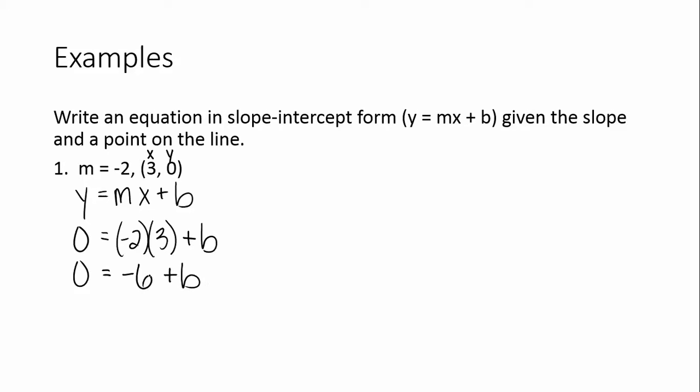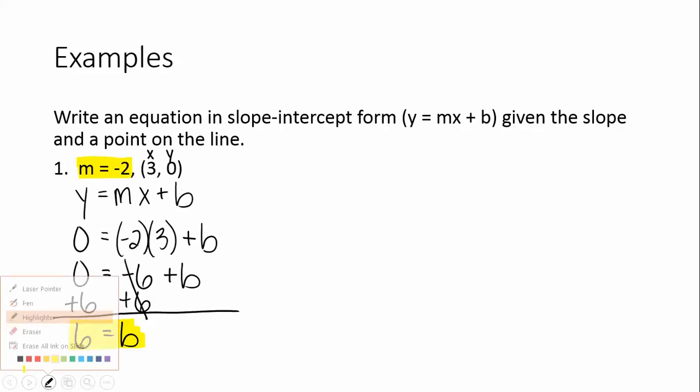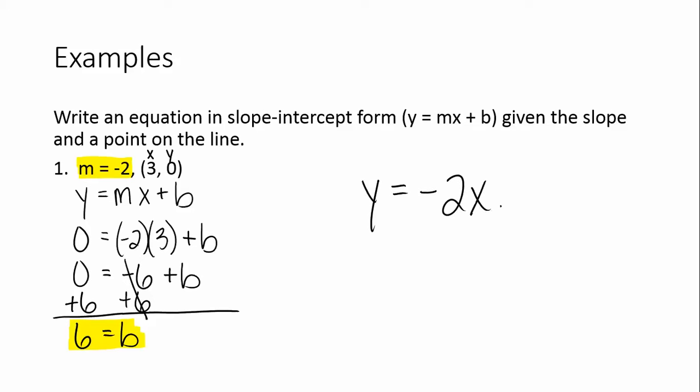And if you're trying to get b by itself, you're going to add 6 to the other side. Remember, we're adding because it's a negative 6. 0 plus 6 is 6, and 6 equals b. Now you're not finished here, because now we need to take the slope that we were given and the y-intercept that we just found, and write the equation like we did yesterday. So that would be y equals negative 2x plus 6. The negative 2 coming from the slope we were given, and the 6 coming from what we solved for the y-intercept.